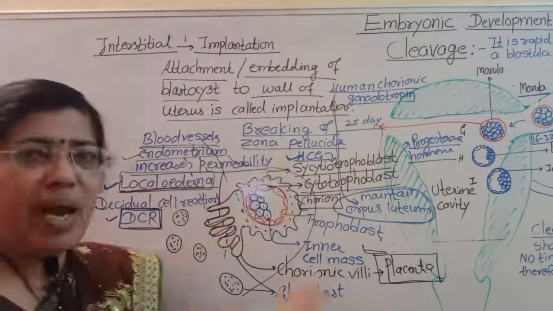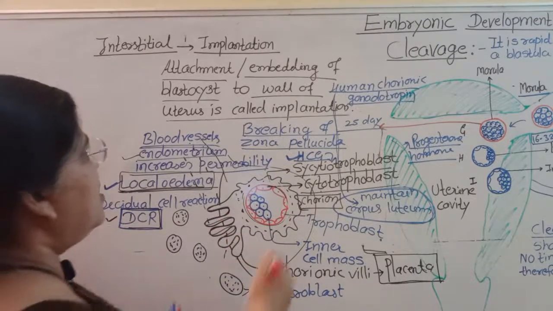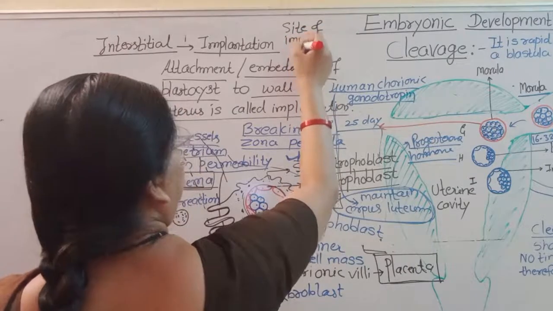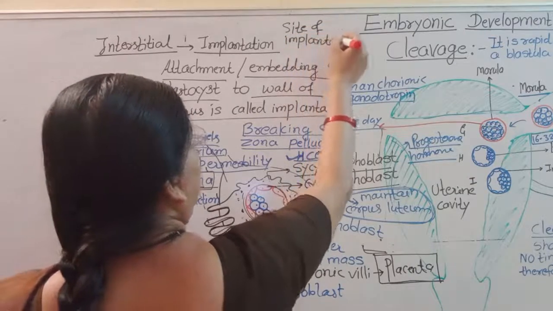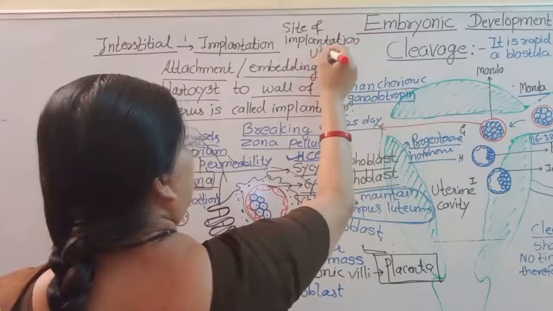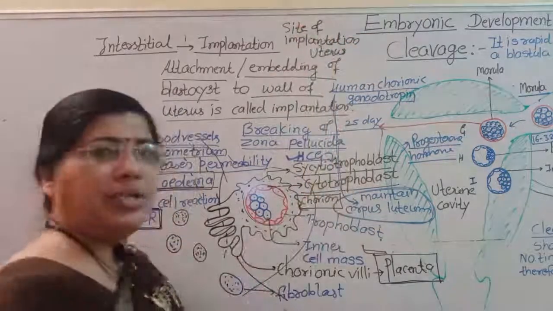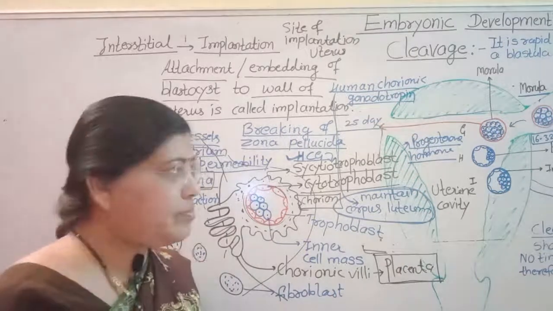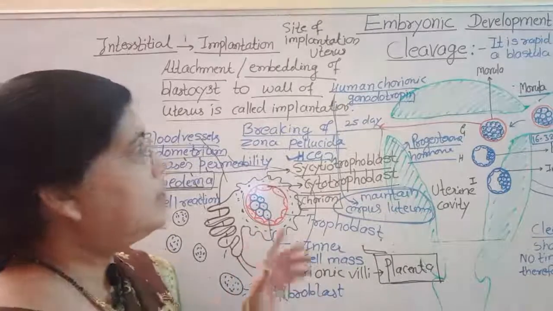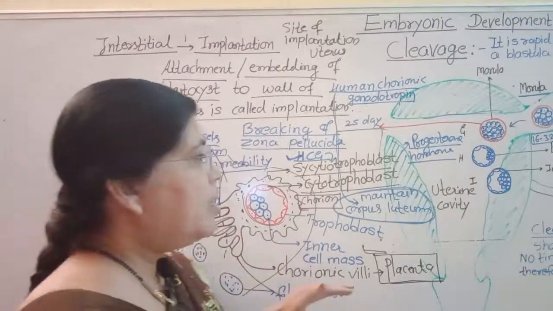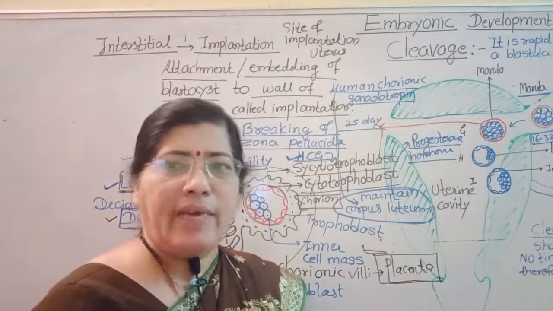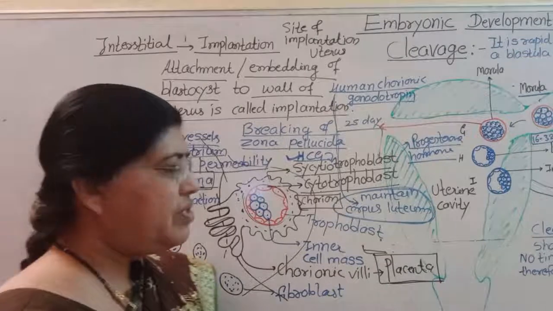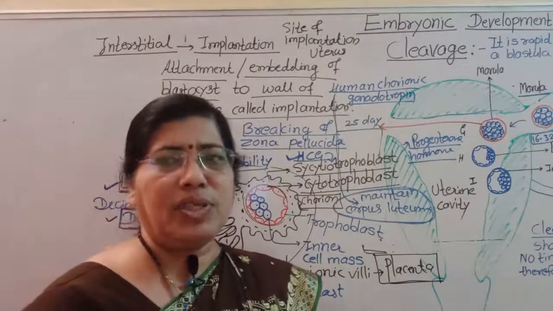And what is the site of implantation? The site of implantation is uterus, and uterus is designed for implantation. So today we have completed embryonic development up to implantation stage. We have completed cleavage, blastulation, and implantation, and in the next video lecture we will discuss the process of gastrulation.